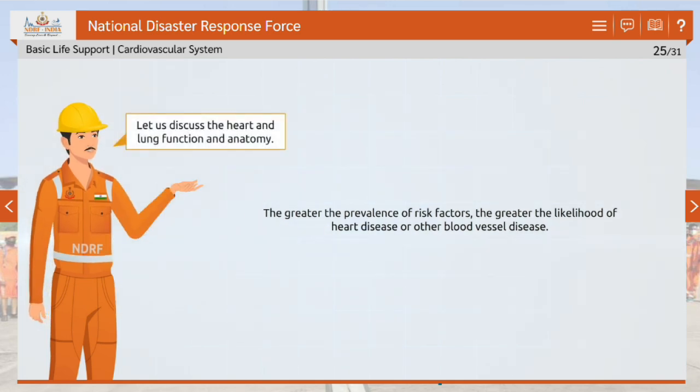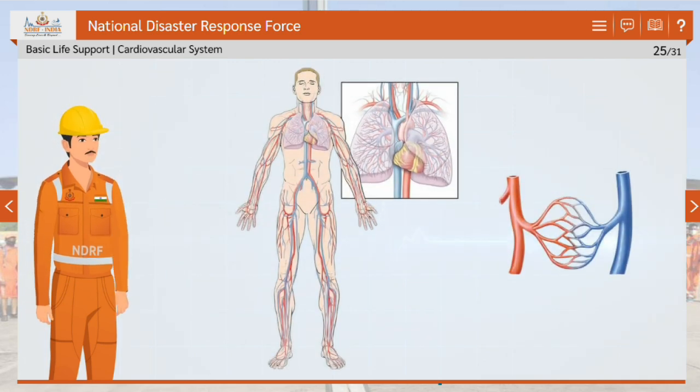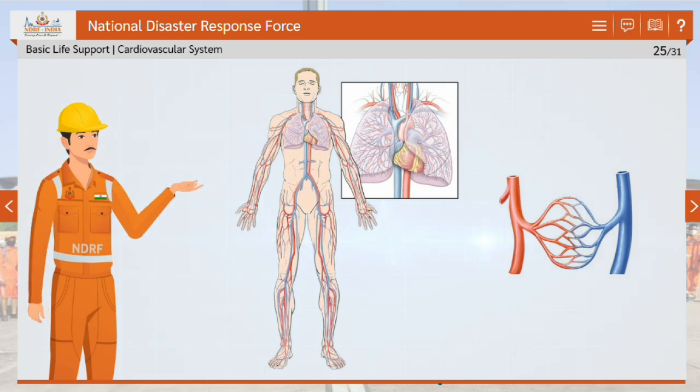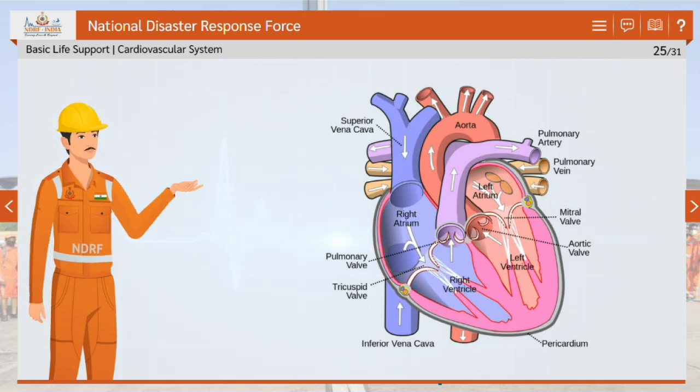Let us discuss the heart and lung function and anatomy. The cardiovascular system consists of the heart, blood, arteries, capillaries and veins. The heart is a muscular organ, approximately the size of a fist, and is located in the thoracic cavity behind the sternum and between the lungs. The coronary arteries are special arteries that supply blood to the heart muscles themselves.